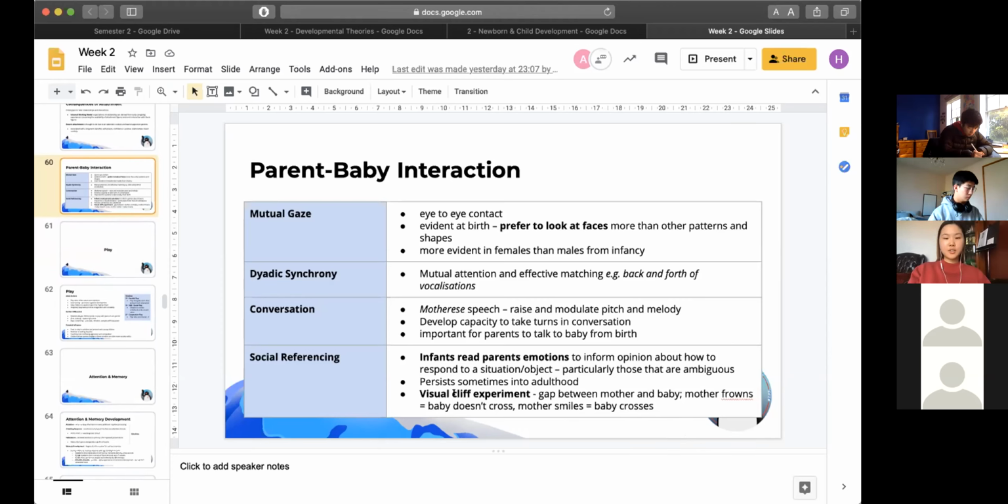So there's this thing called the visual cliff experiment. You've got this gap between the mother and the baby. If the mother frowns, the baby doesn't cross. However, if the mother is smiling at the baby, the baby will cross. This kind of just shows how babies respond to situations and that they're able to read emotions.